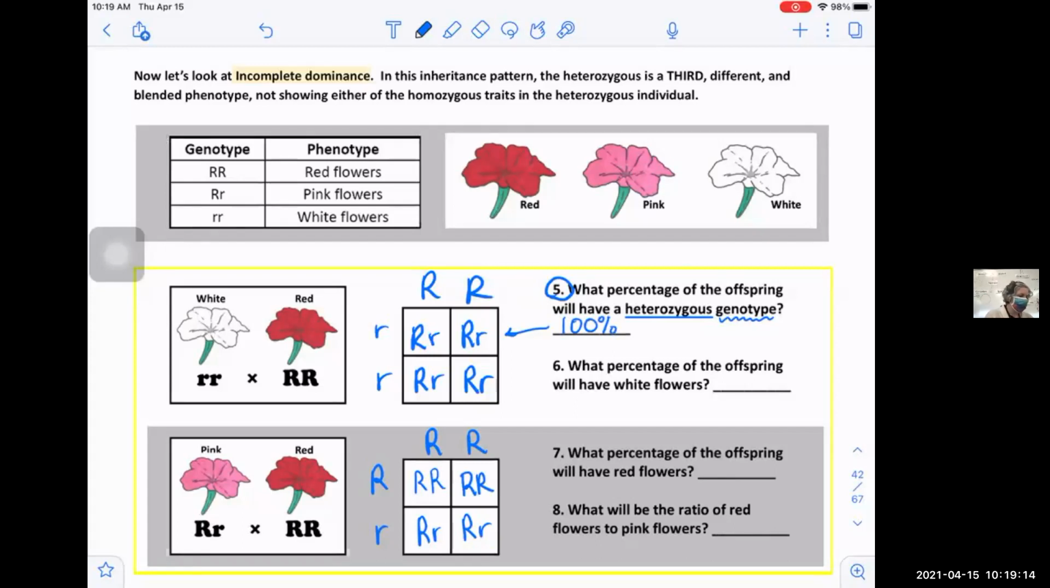All right, what % of the offspring will have white flowers? 0%. Remember, to have a white flower, you needed to be little r, and none of our offspring are little r, little r. They're all 100% heterozygous and pink.